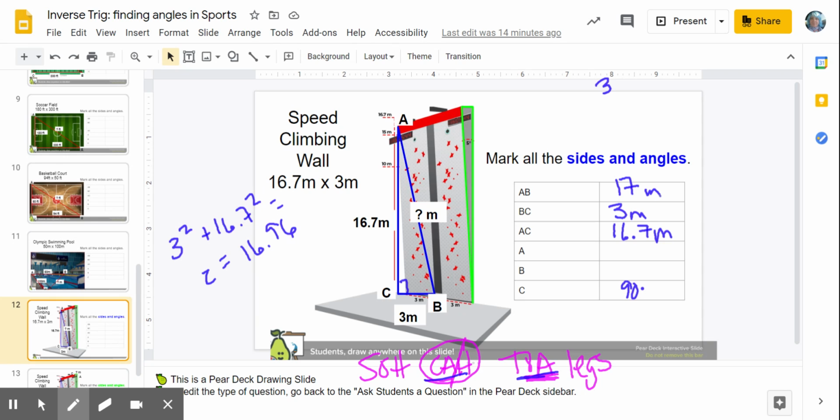And then do we want to find angle A or angle B? Okay. And do we want to use sine, cosine, or tangent? Okay. So we'll use cosine. We need adjacent and hypotenuse. What's the adjacent? The 3. So the adjacent is here. And what's the hypotenuse? 17. That's the H. So we're going to do cosine inverse, and then A over H, so 3 over 17.